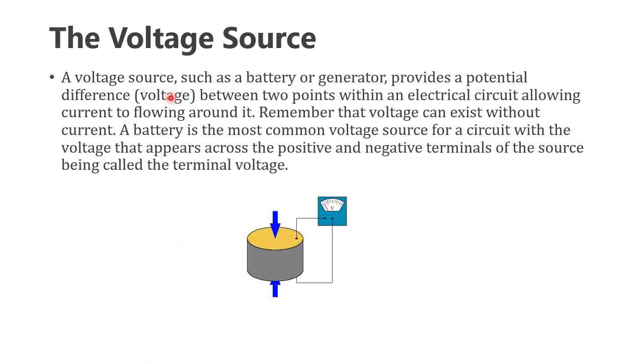A voltage source such as a battery or generator provides a potential difference between two points within an electrical circuit, allowing current to flow around it. Remember that voltage can exist without a current. A battery is the most common voltage source for a circuit, with the voltage that appears across the positive and negative terminals of the source being called the terminal voltage.